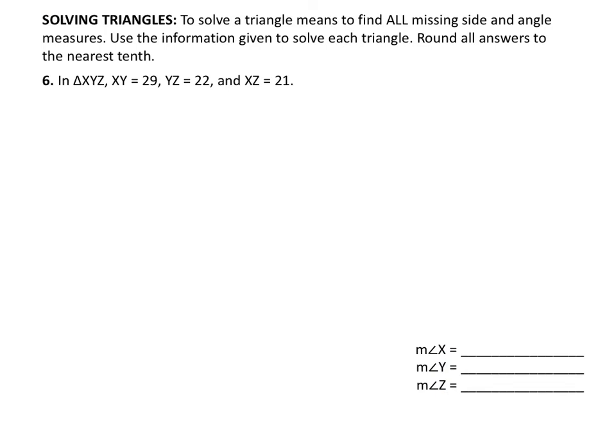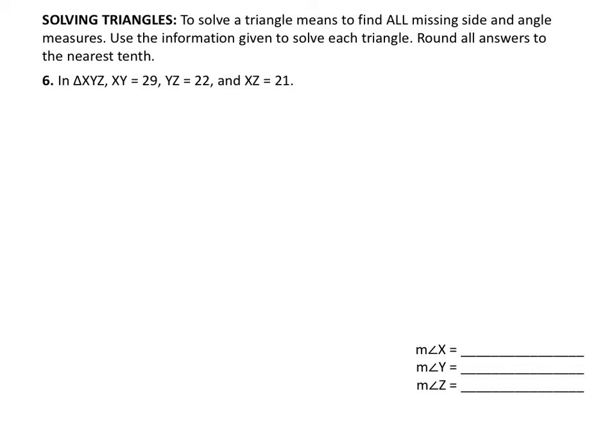Okay, this one is named triangle XYZ, and the sides are given as XY, YZ, and XZ. Wow. We have all side lengths, so I know I'm going to use the law of cosines to solve this, and we're going to solve for each of the three angles. When you're using the law of cosines, just keep using it until you solve all the sides. That's the best way to do it. So I'm going to use the law of cosines to solve for X and Y, and then just subtract those from 180 to find Z.